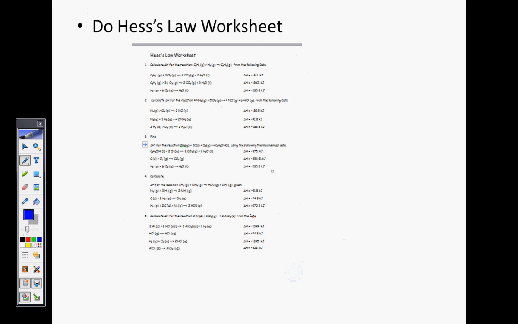Okay? So next you have a sheet. Looks a little like this. We're just going to work our way through the sheet for the rest of the day to help us understand this concept.